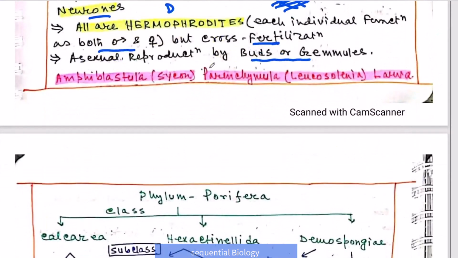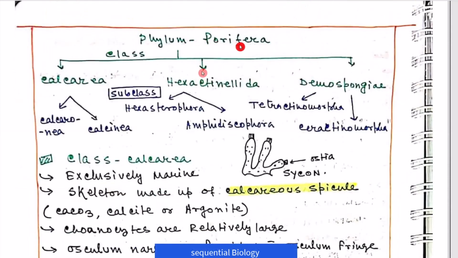Now the larval forms: amphiblastula larva is found in Sycon and parenchymula larva is found in Leucosolenia. The two important larval forms are the amphiblastula larva and the parenchymula larva, and these are characteristic features of this phylum. We will see the classificatory scheme of this phylum.